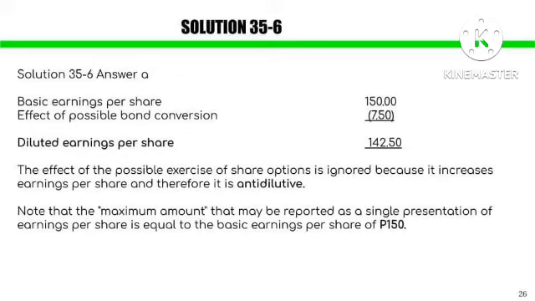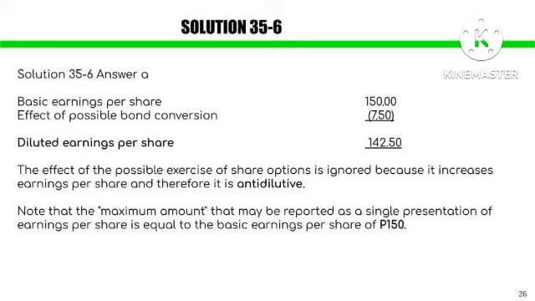Para po sa ating solution, to compute for the diluted earnings per share, we need to know the basic earnings per share, which is given as 150 pesos for the current year, and the effect of possible bond conversion, the 7.50 reduced earnings per share. So 150 pesos minus 7.50 is equal to diluted earnings per share of 142.50 pesos.